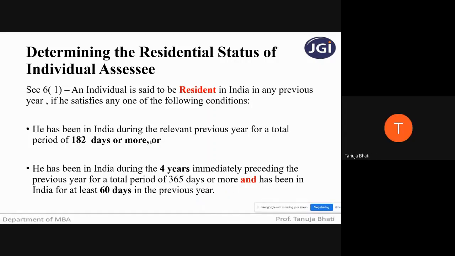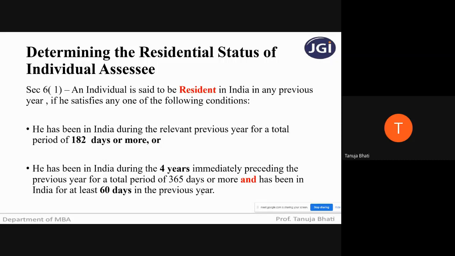Ma'am, the second point, that is previous 4 years, then that assessee should be in India for 365 days, no? Yes, 365 days or more immediately preceding the previous year. Suppose the previous year is 18-19. So for 18-19, you have to just check whether he is there for at least 60 days, that is, minimum 60 days he is staying. And before 18-19, the 4 years are going to be 17-18, 16-17, 15-16, 14-15.